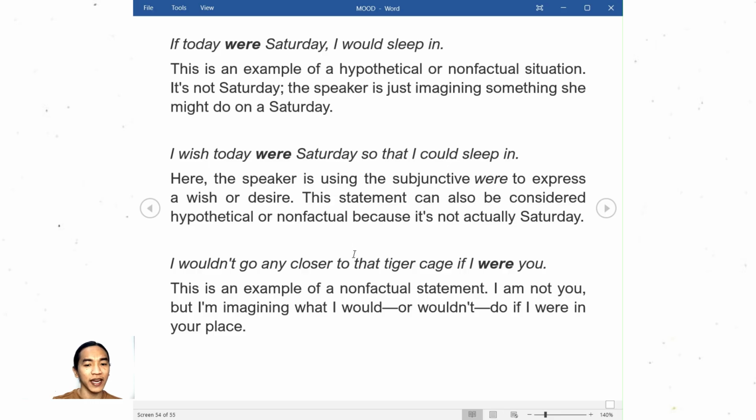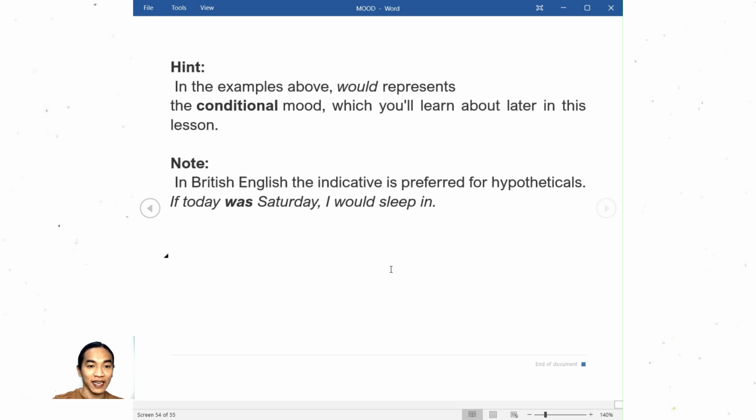I wouldn't go any closer to the tiger if I were you. This is an example of a non-factual situation because I am not you. I'm just imagining if I were in your situation, I wouldn't do that. Okay? Lastly, in the examples above, would represents the conditional mood, which you'll learn later on or we've already learned.